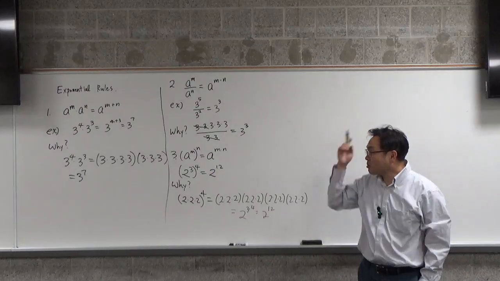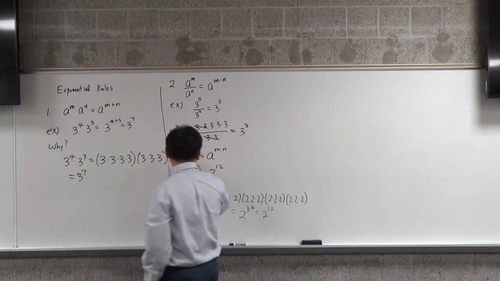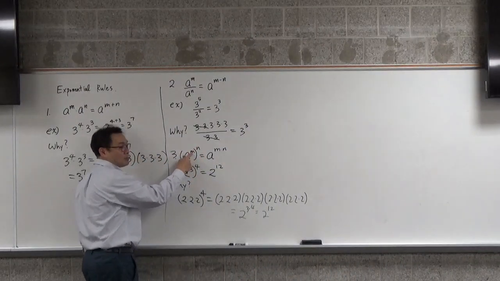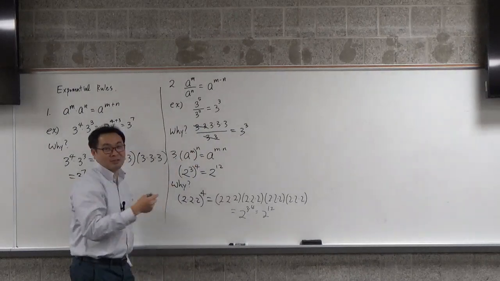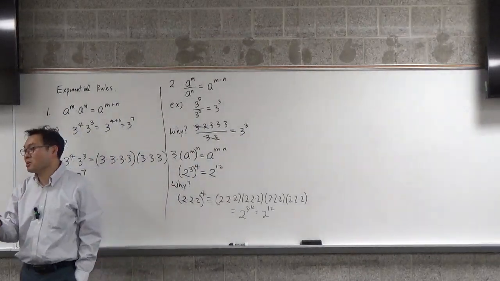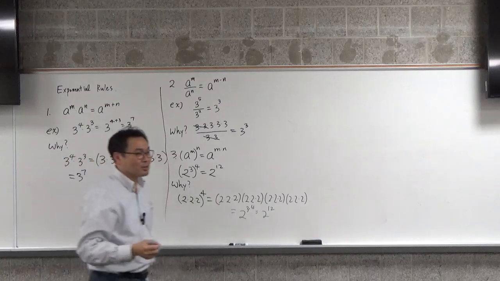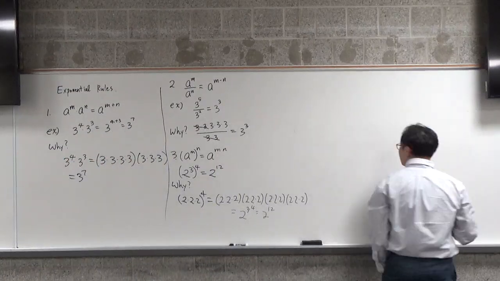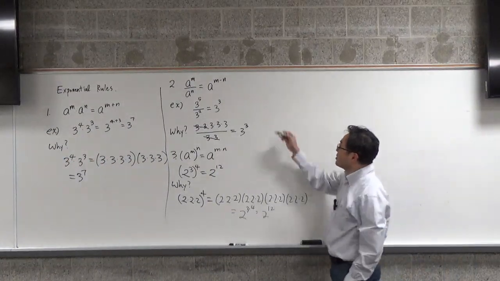So in general, you can look at this and say, oh, you have m candy bars in n bags. How many candy bars do you have? m times n. Kind of straightforward, right? Okay.